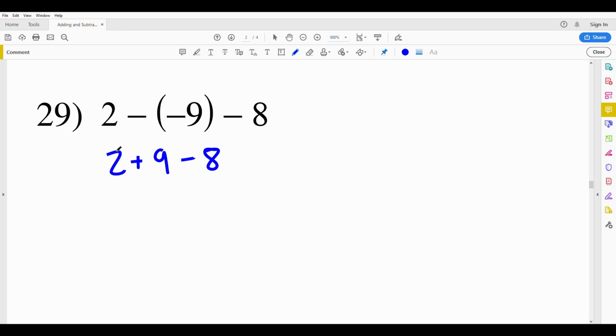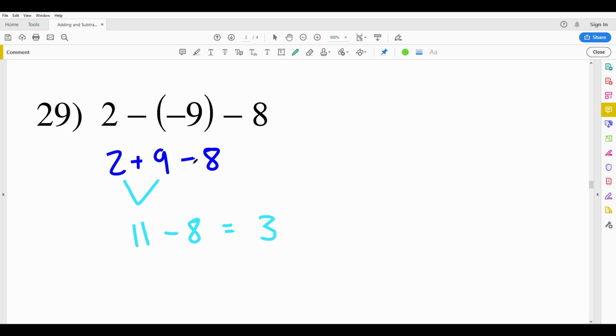We could also do 2 minus 8 first. We just have to remember that this 8 is indeed subtracted. So let me show you a couple of different ways to do this. If we do 2 plus 9 first, we know that 2 plus 9 is going to give us a positive 11. And then we have to subtract 8, and that will give us a positive 3.